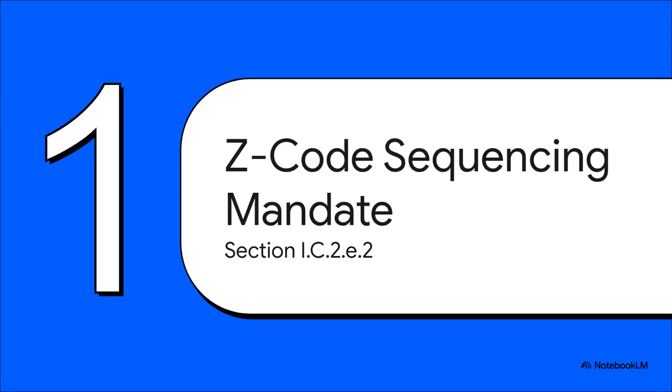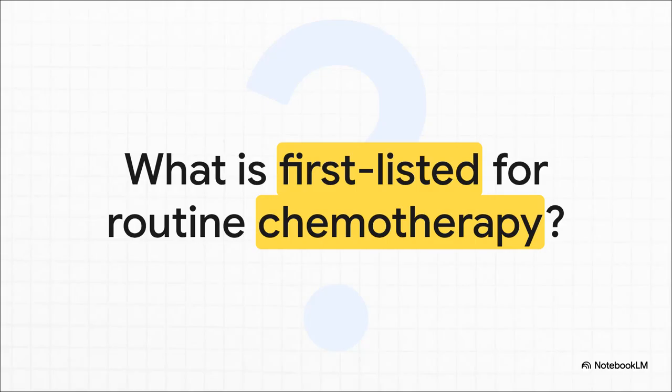All right, let's kick things off with Section 1, the Z-code sequencing mandate. Getting this wrong isn't just some minor typo. It actually completely changes the narrative of why that patient is in your facility. Think about a digital claim form for a second. I want to ask you directly, what goes in slot number 1 when a patient walks into an outpatient infusion center solely for their scheduled routine chemotherapy treatment? Do you put the breast cancer code first, or is it something else?